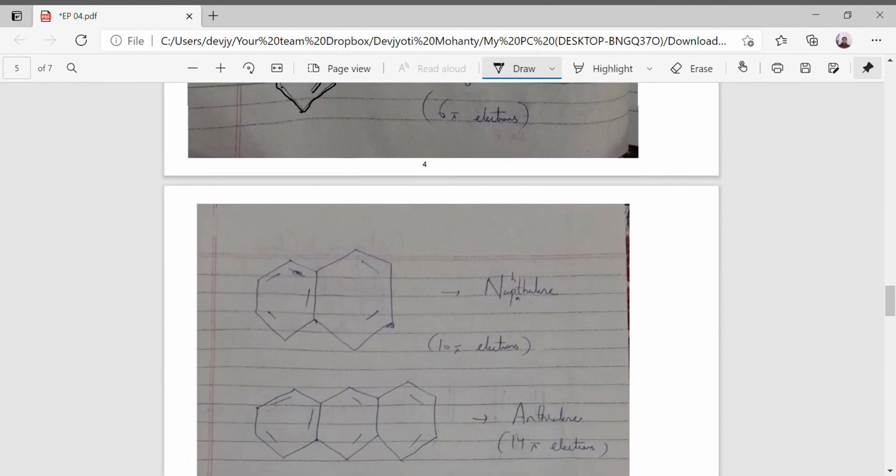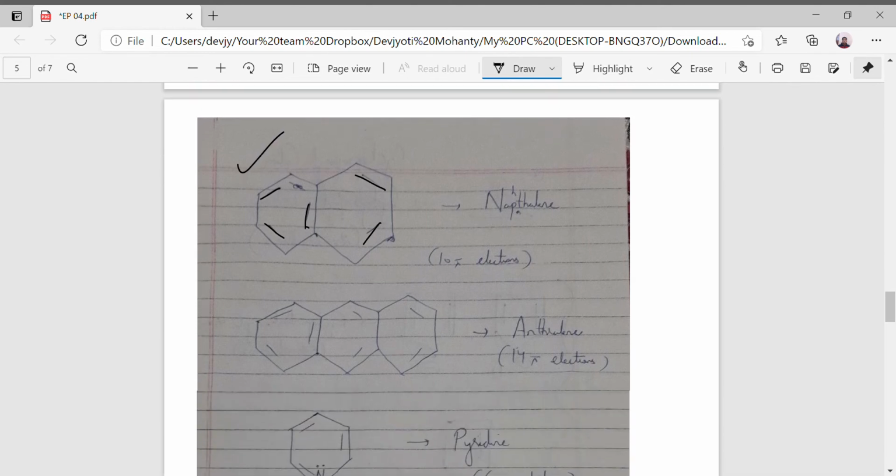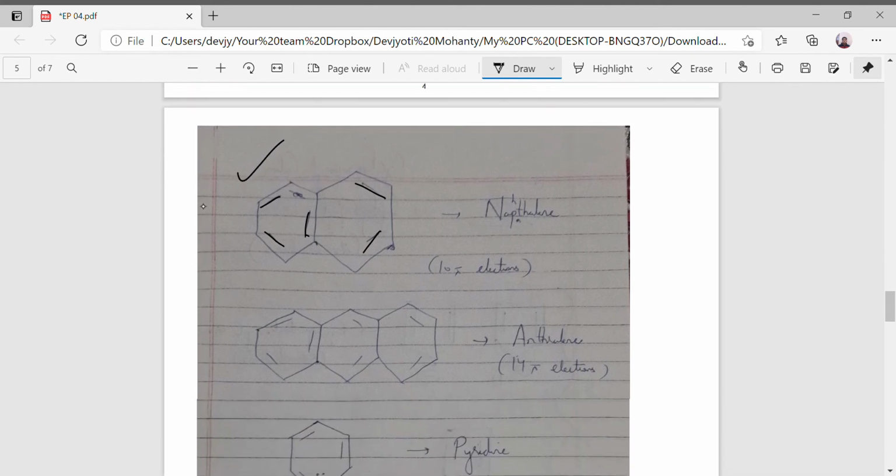The structure of naphthalene is somewhat like this. Here it is 1, 2, then here 1, 2, 3, 4, 5, 6, 7, 8, 9, 10. Then anthracene: we saw benzene, we saw naphthalene, and now we are seeing anthracene. Anthracene is somewhat like this: 1, 2, 3, 4, 5, 6, 7, 8, 9, 10, 11, 12, 13, 14. So it has 14 pi electrons.